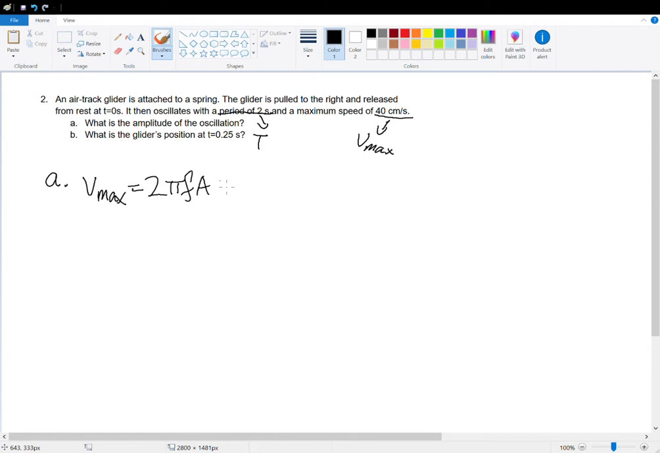And we also know that f is equal to 1 over T, so we can just substitute that into the equation and get 2 pi A over T. Now we want to know A, and we know V max, and we know T, so we can just rearrange this equation and do some algebra, and we get that A is equal to V max T over 2 pi.